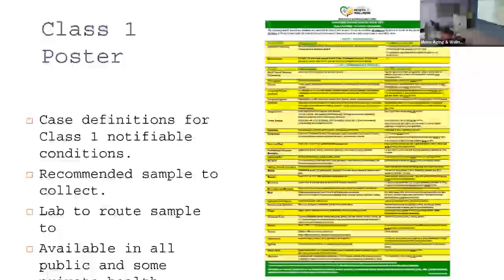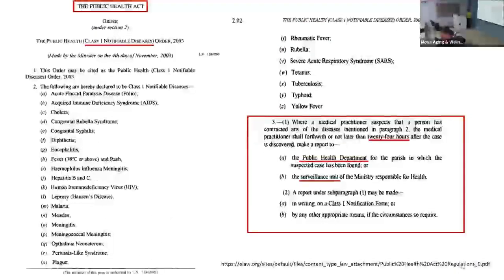So as we're on case definition, I just put this in to remind about the Public Health Act, with the class 1 notifiable diseases requiring that if they're suspected, they're to be reported within 24 hours to the public health, the parish health department, or the national surveillance unit. And as I said, in the act, you will have the diseases that were designated as class 1 then, but of course, there'll be new ones added over time.